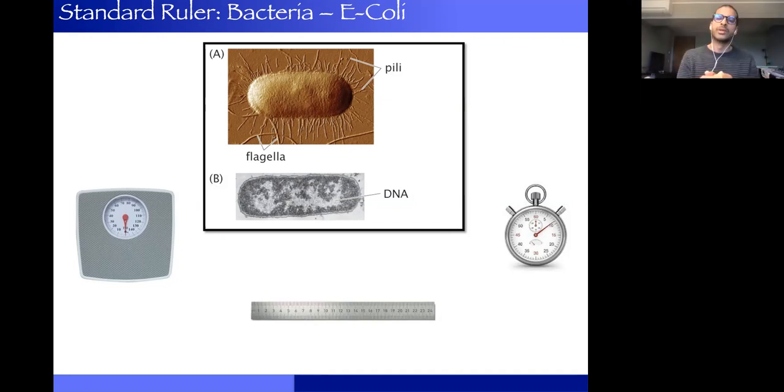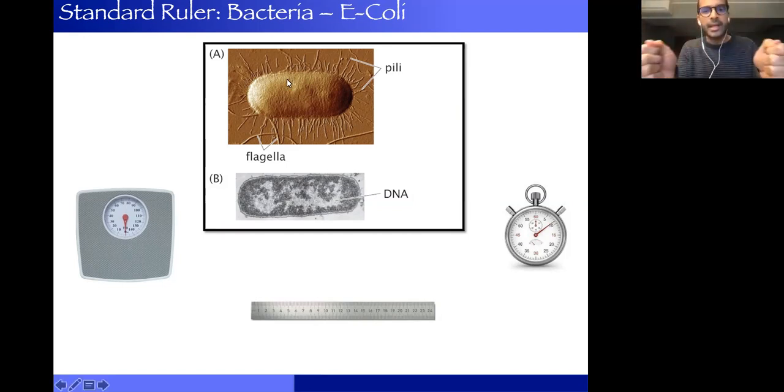What we're going to do here is we're going to use the E. coli cell, a single E. coli cell, a bacterium, as our benchmark, as our ruler. The image that I'm showing you here is an electron microscope image of a single bacterium, and we want to get a feeling of things like how much does the bacterium weigh? What's the weight of a bacterium?